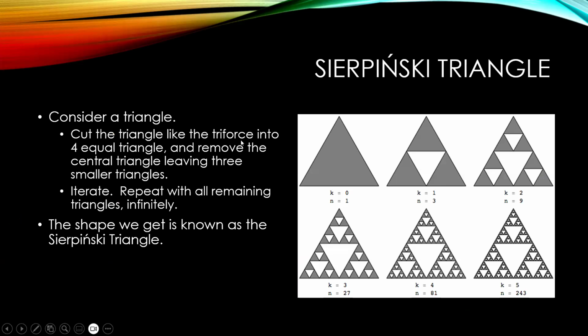I had a really hard time trying to describe how we're cutting this. I decided on the Triforce. If you don't know what the Triforce is, look up Zelda. So cut the triangle like the Triforce into 4 equal triangles, and then remove the central triangle, leaving 3 smaller triangles. We then iterate, repeatedly removing this center triangle over and over again. The shape we get after we do it an infinite number of times is Sierpinski's triangle.